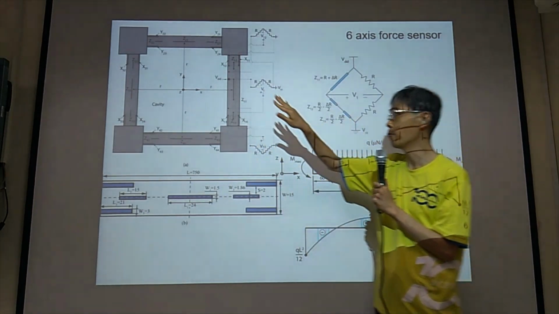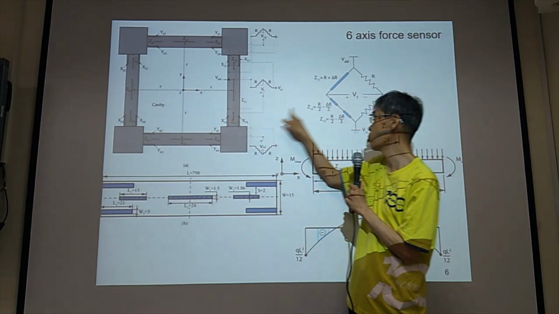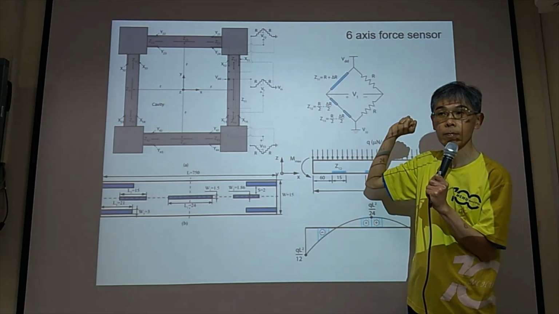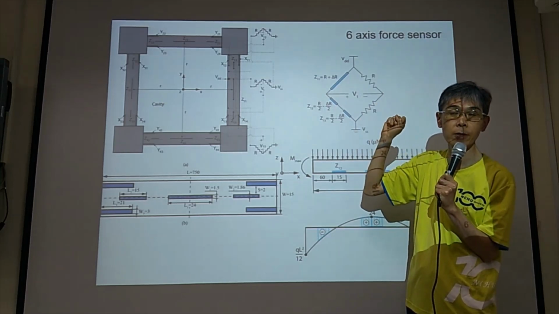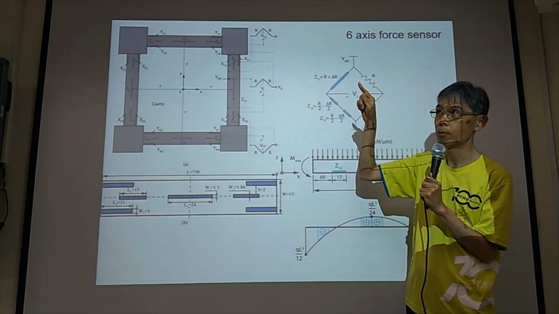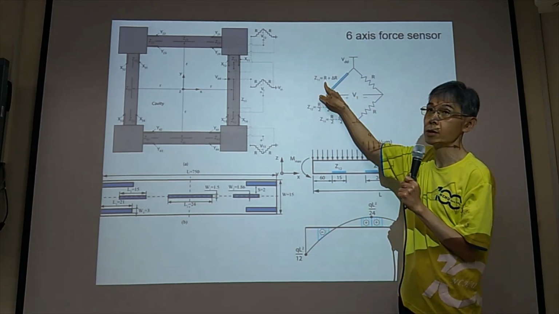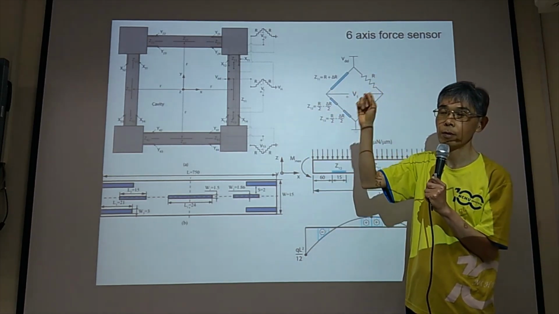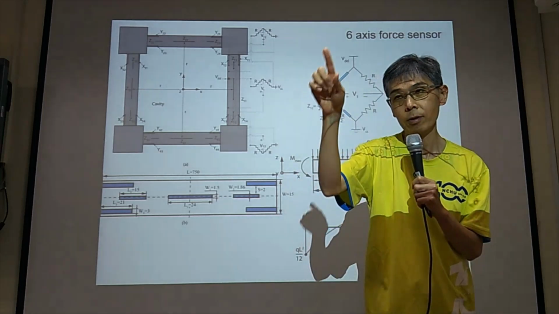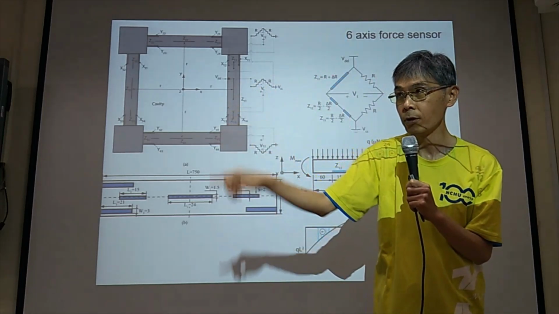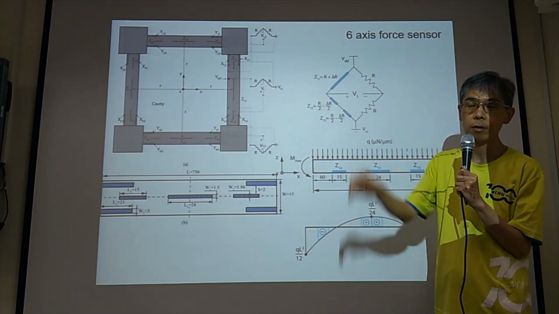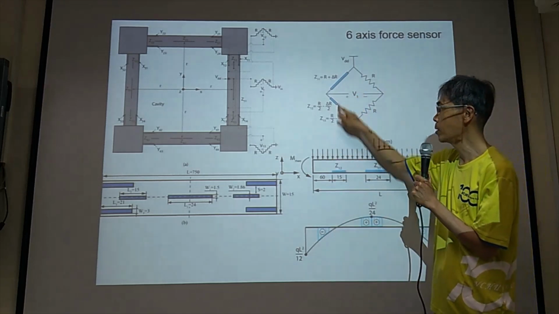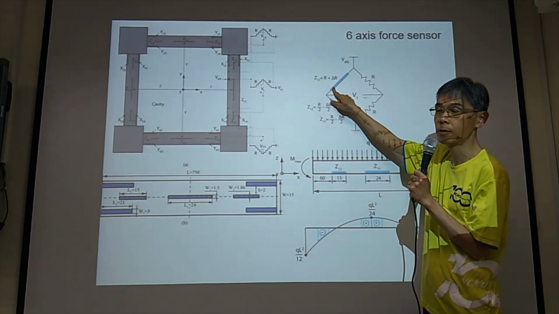If you apply a force to the beam, the strain gauge resistance will vary. So they are piezo resistors. Piezo means force, resistor is R. So a piezo resistor is a force-resistance converter. In the electrical world, we have the analog-digital converter, but for the mechanical world, we have the force-resistance converter. So this is a force-resistance converter, the strain gauge.